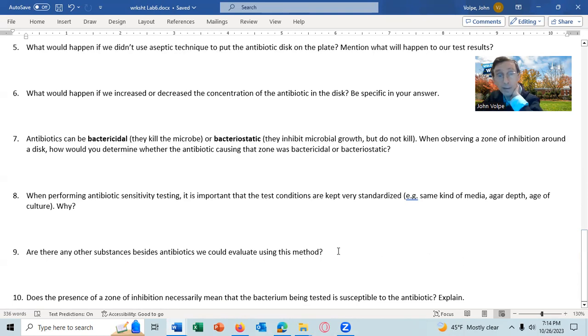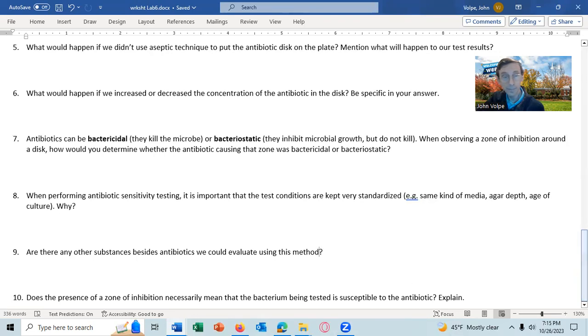When performing antibiotic sensitivity testing, it's important that the test conditions are kept very standardized, meaning you have the same kind of media, the same agar depth, the same age of the culture. Why? Give your explanation here. 9. Are there other substances besides antibiotics that we could evaluate using this method? The method they're talking about is the Kirby-Bauer disc diffusion test. Any question about that?